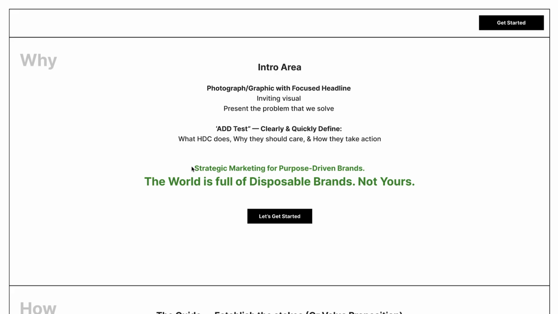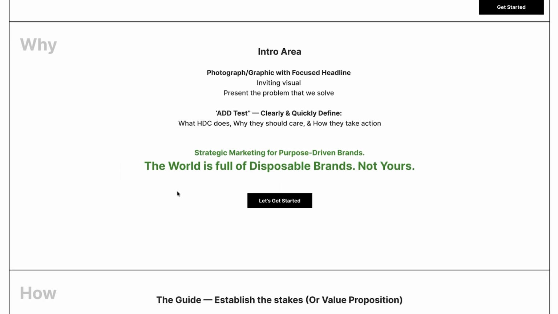So up here in the eyebrow text, we wrote "strategic marketing for purpose-driven brands." I know the word brand is in there, and some of our clientele may not know that, but they definitely understand the context of brands with marketing and strategic marketing. So I tried to throw a fastball right over the plate that's kind of basic. And we set this up as H1 text so that when Google's crawling it, it's looking for those keywords. And then we used the more descriptive, more poetic language. I think this is set to an H2, where it says "the world is full of disposable brands, not yours."